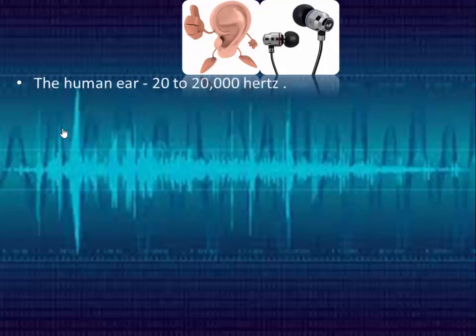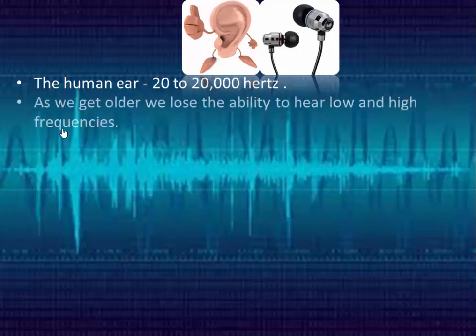See this, a human ear can hear 20 to 20,000 hertz. A human ear is capable of hearing frequencies in the range between 20 and 20,000 hertz. As we get older, we lose the ability of hearing low and high frequencies. So when you get older, you obviously lose your hearing capacity. That means the high frequency you are not able to hear, as well as low frequency. Highest 20,000 hertz and 20 hertz, low as well as high.